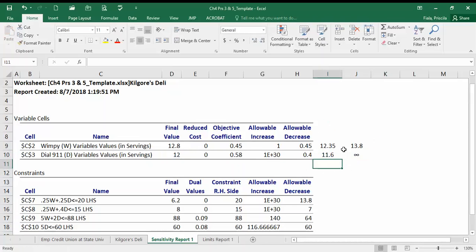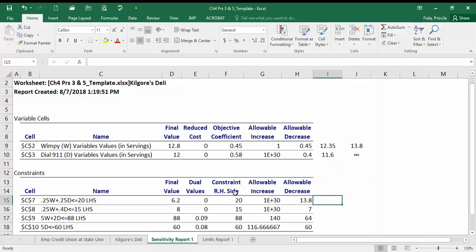So my range of optimality for my variables is between 12.35 and 13.8 for Wimpy and 11.6 and infinite as increase for the Dio 911. What does that mean? As long as you stay within this range, then you're not going to need to develop a new linear programming. Okay, so let's go over here and do the same thing.